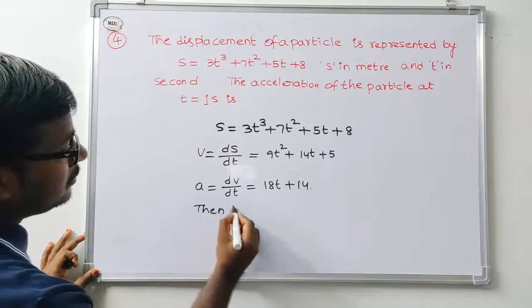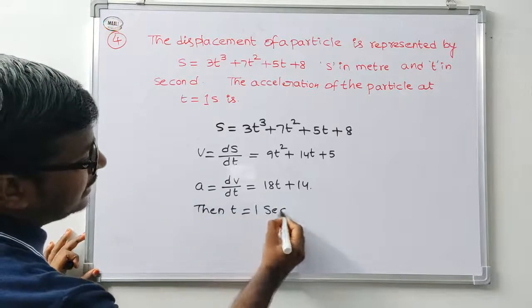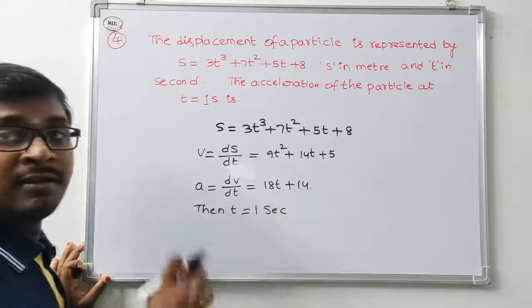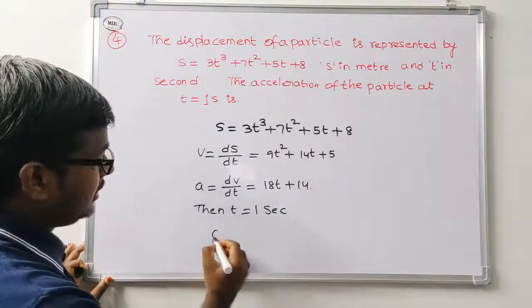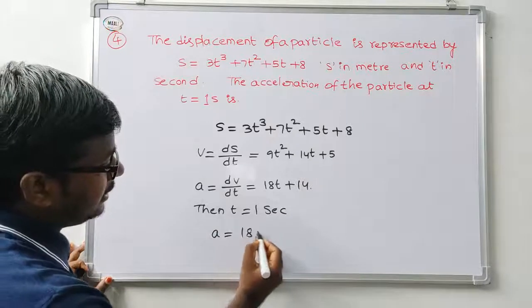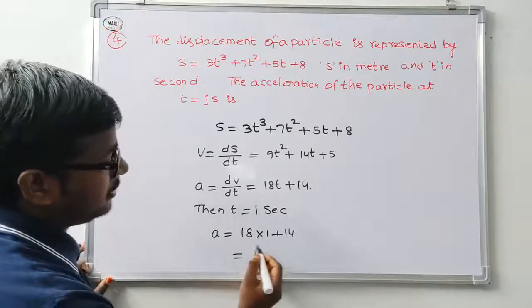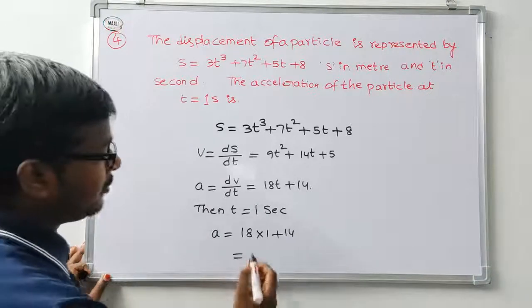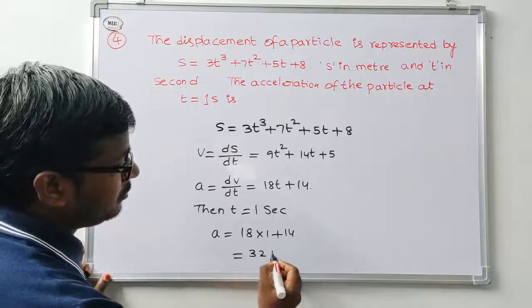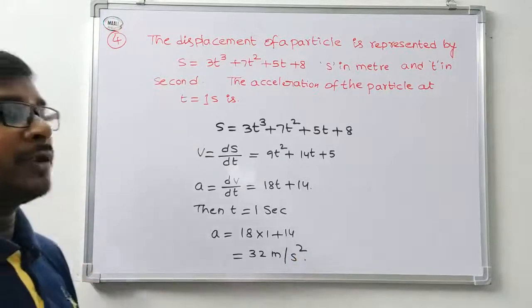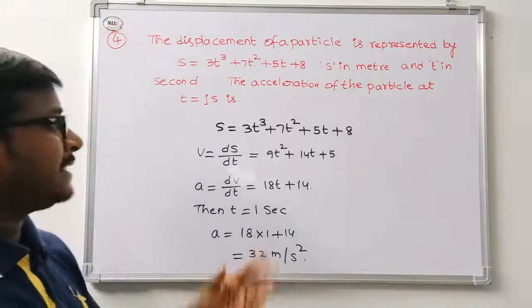Then t is equal to 1 second. The t value is substituted in the place of t for acceleration. a is equal to 18 into 1 plus 14, that is 18 plus 14, which is equal to 32 meter per second square. This is a very important problem at NEET and mains level.